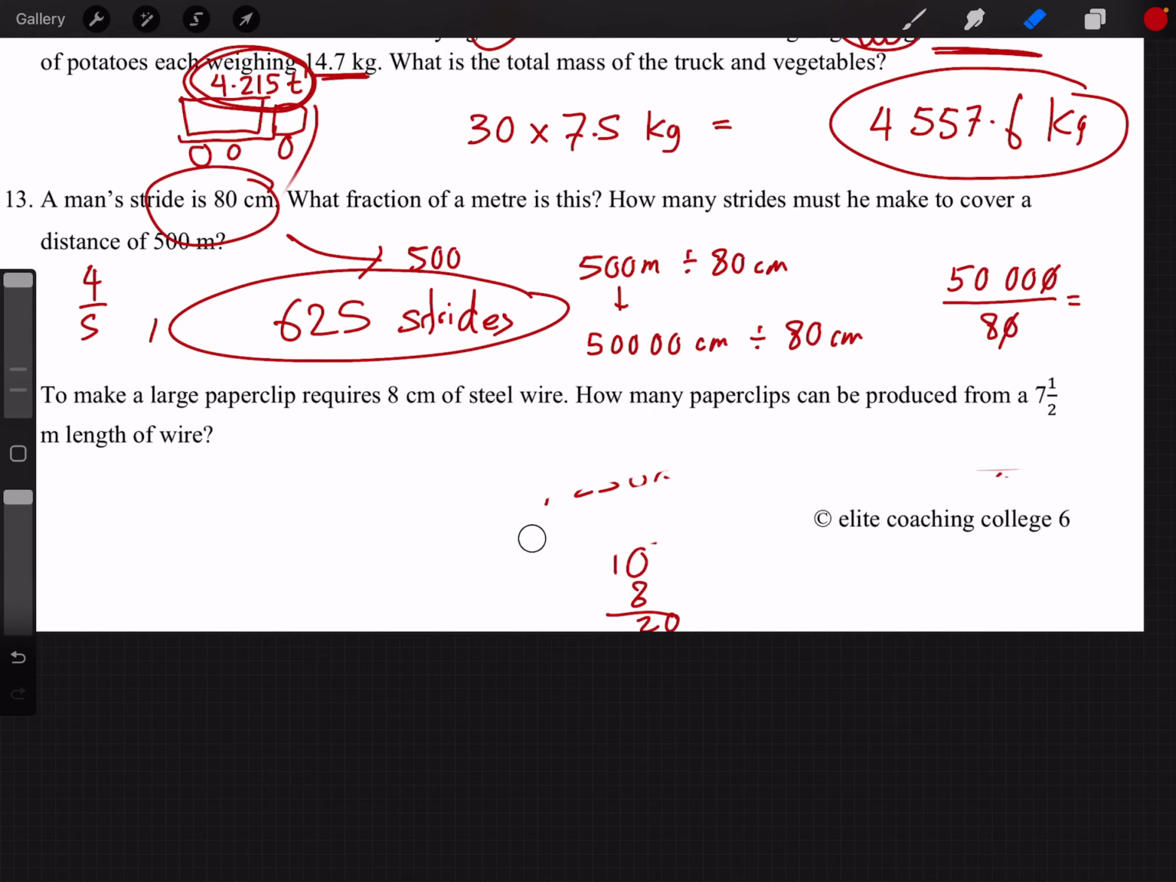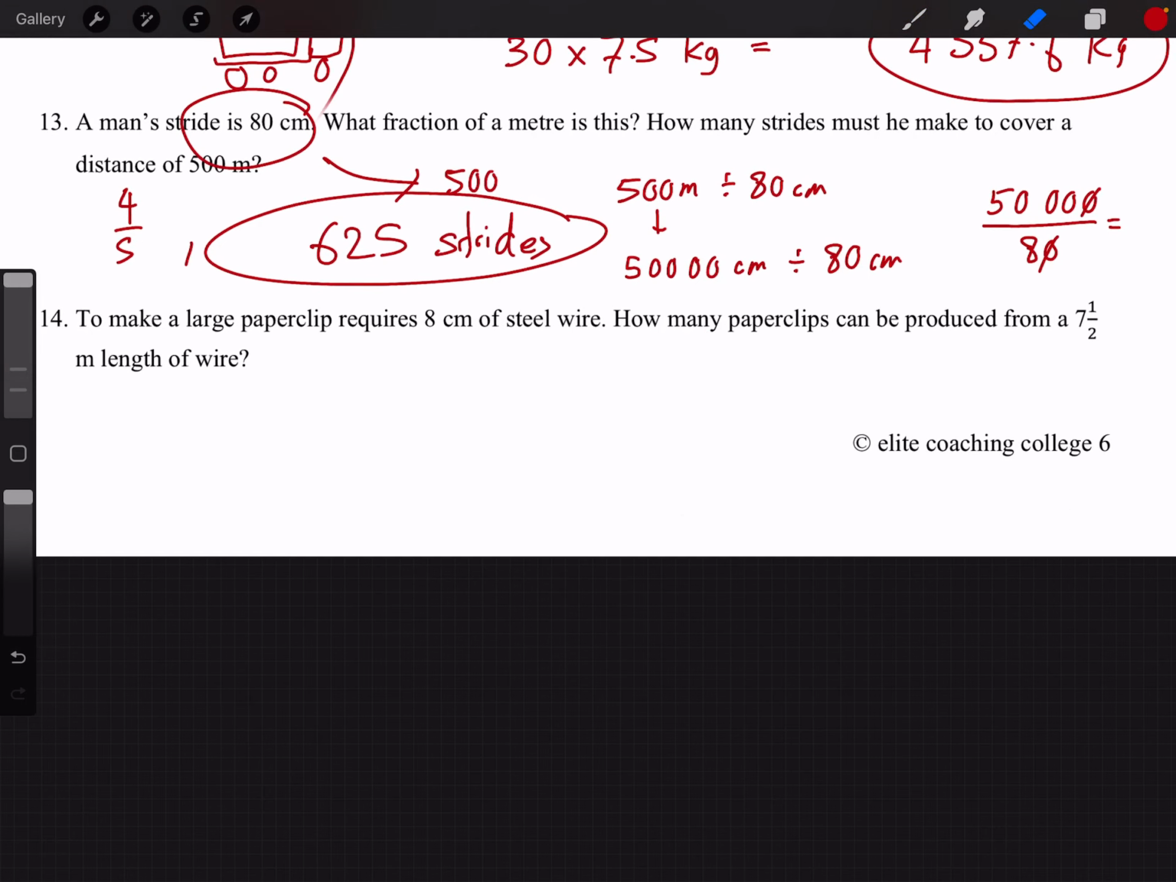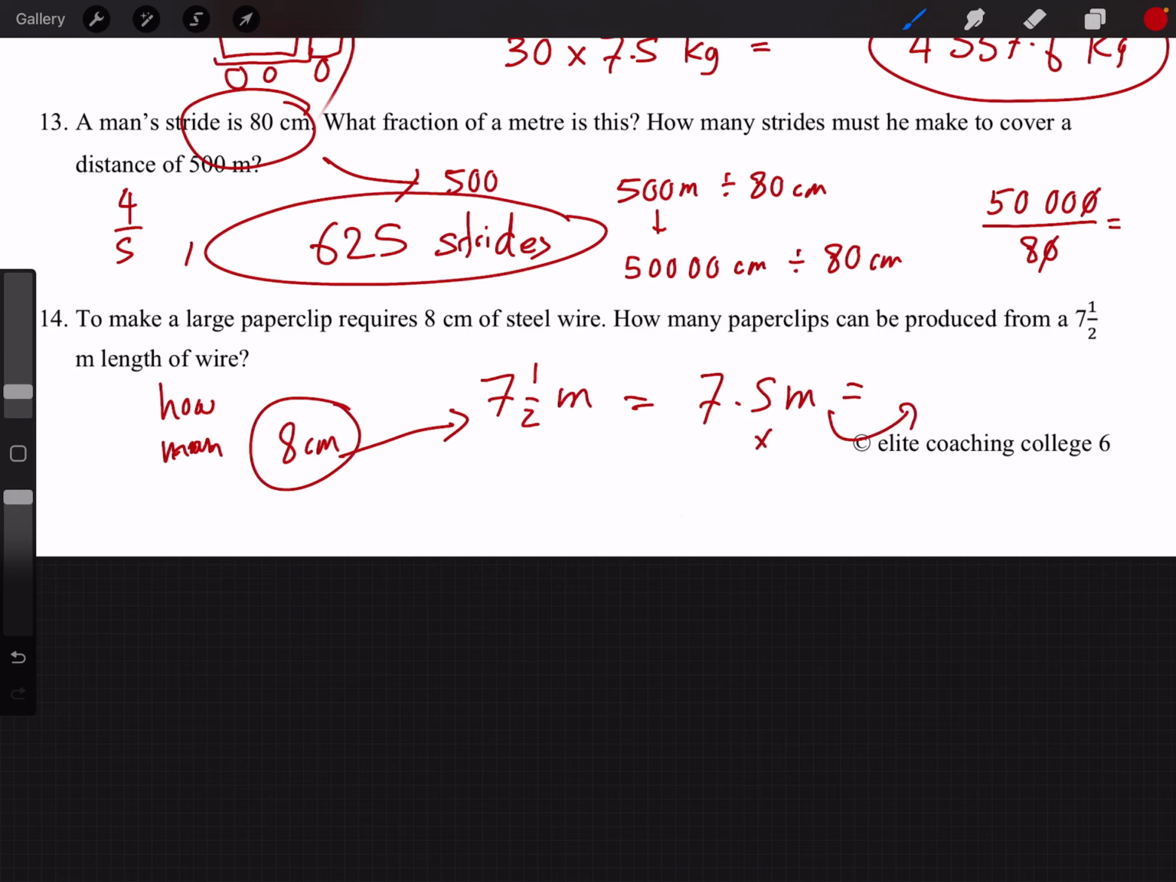Okay. Next one is to make a large paperclip requires 8 centimeters of steel. How many paper clips can be produced from 7.5 meters of length? So 7.5 meters, and it says how many 8 centimeters can fit into 7.5. So you do division. Let's change the meters to centimeters, because this is in centimeters. So times it by 100 to get centimeters. So 750 centimeters.